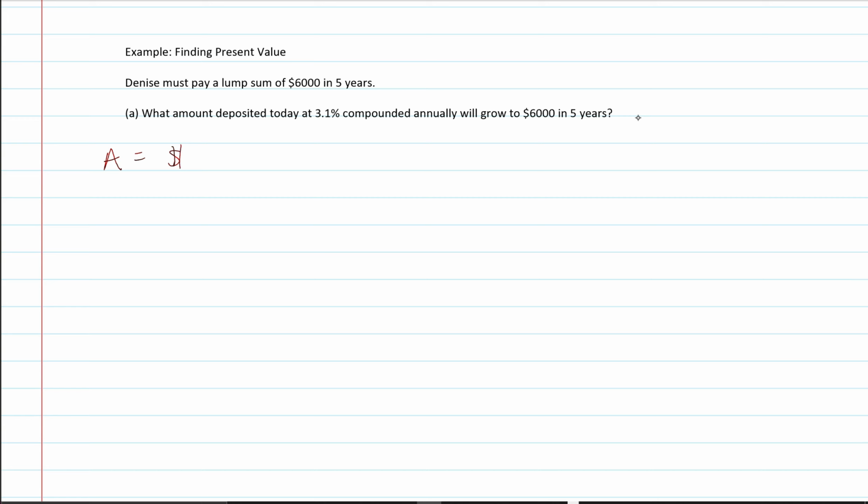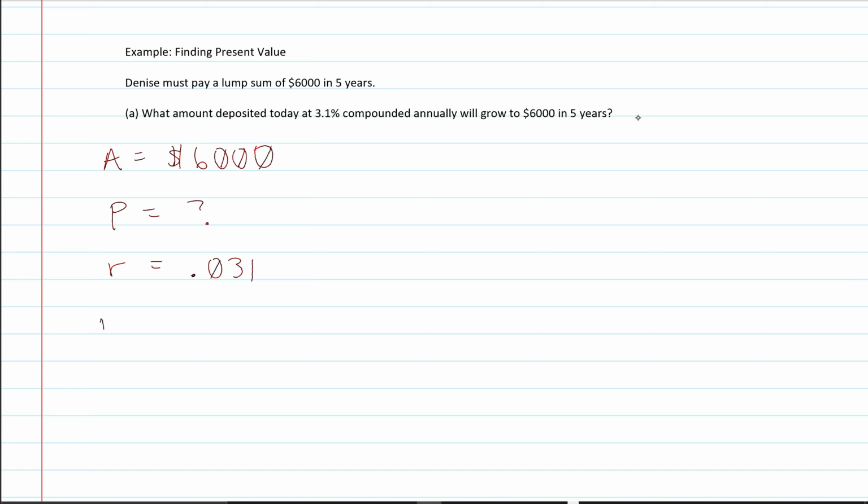Our A is $6,000. That's our future worth. That's how much we need in her account after this amount of time. So that's what we're shooting towards. Our P is our present value. That's what we're trying to figure out. How much Denise needs to invest or put into the account so that it can build to that $6,000. So that we don't know yet. We're looking to find that out. The interest is 3.1%. So moving that decimal point over 2 places to the left, we get 0.031.